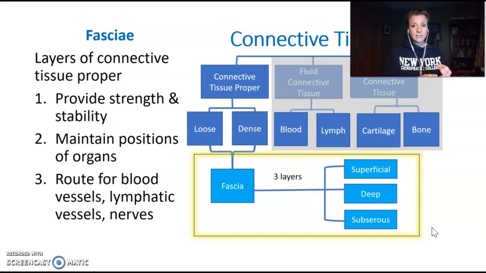It's going to help maintain the positions of the organs, because we don't want our organs sloshing around all over the place while we move. We want them to stay in position. And our fascia is also going to provide a route. It's going to support blood vessels, nerves, and also lymphatic vessels.